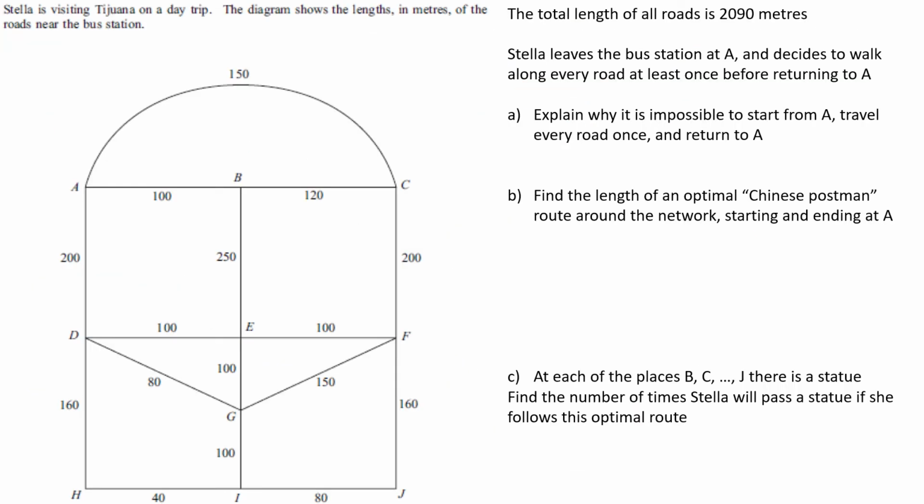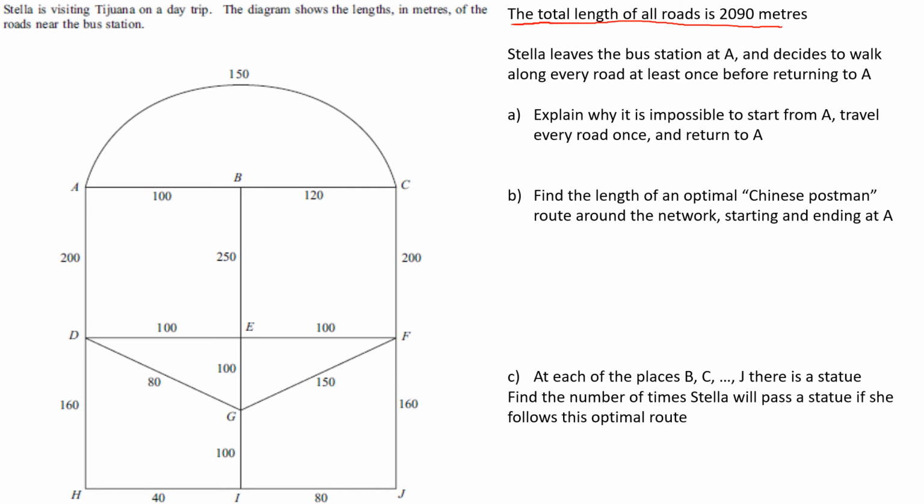Here is an actual exam question, and because it's a decision exam question, it obviously has a rich, interesting story behind it. Stella is visiting Tijuana on a day trip. These are the lengths in meters of the roads near the bus station. Something exams do, which those questions didn't, is they normally tell you the total length of all the roads. That is really useful. Make sure you don't accidentally find yourself adding them up in the exam. So she leaves the bus station at A and wants to return to A. So that's the classic Chinese postman algorithm. That's where we need to make everything even.